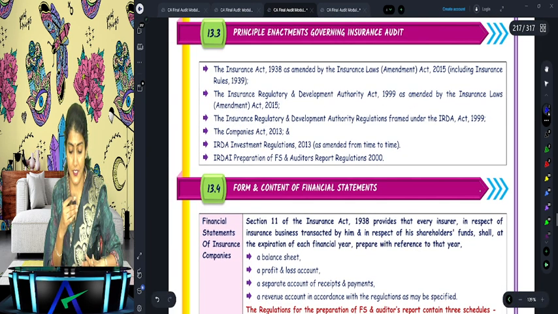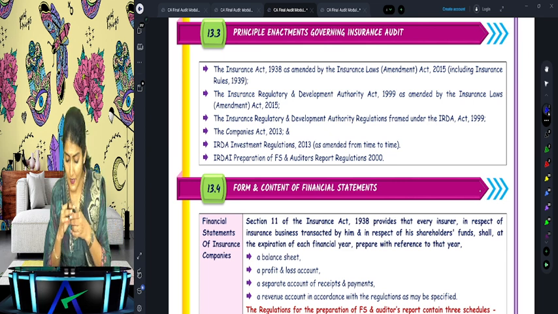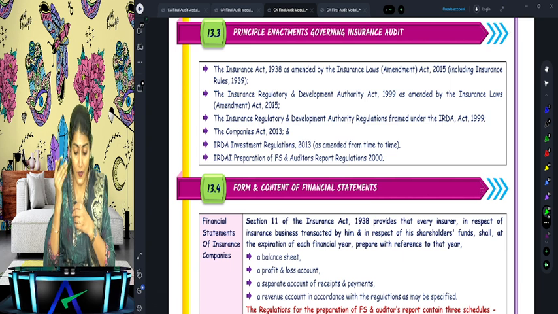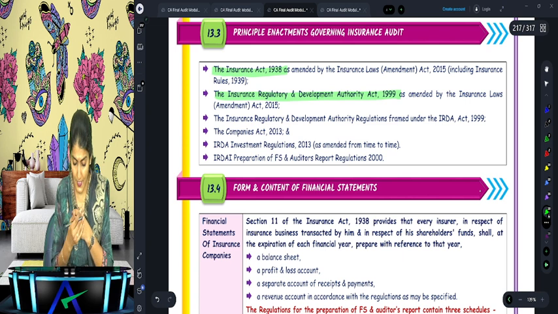Okay, right. Now coming to principal enactments governing the insurance audit. So again, out of our general knowledge, what we would know: the Insurance Act 1938, the IRDA Act 1999, and the Companies Act 2013.